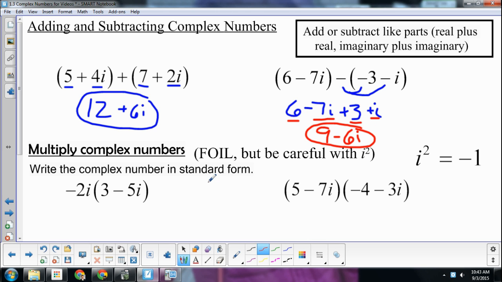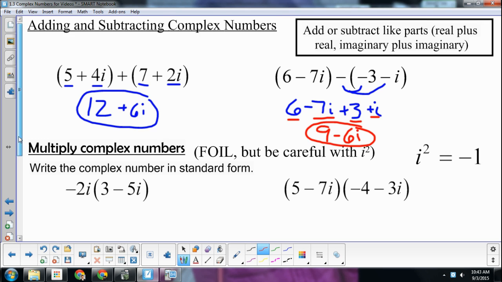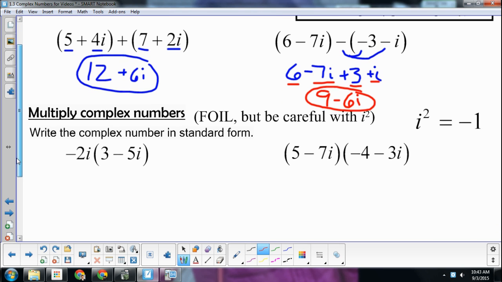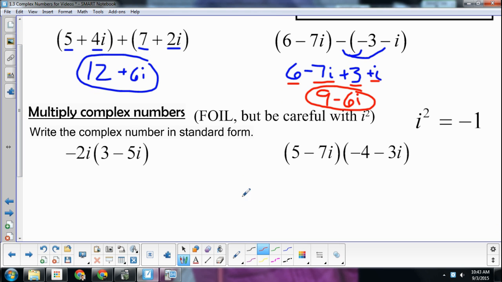Now with multiplication, multiplication of complex numbers is similar to distribution or the FOIL method. Now the thing that I have to be careful with is i squared. If that were ever to show up in my answer, that would be incorrect because i squared has a value. i squared is equal to negative 1. The reason behind that would be this.